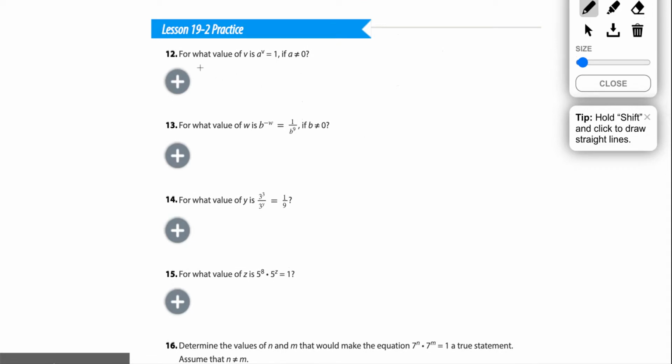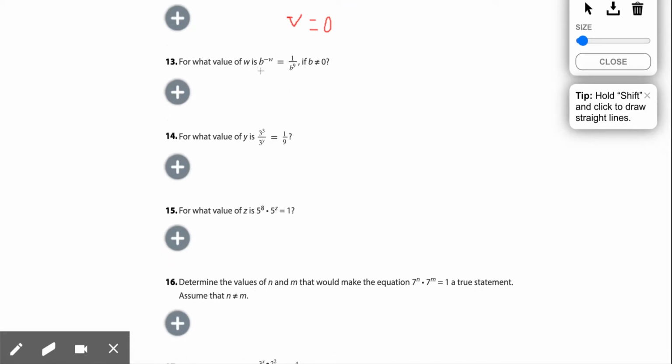Let's see, number 12. That's a different kind of question. What value of v makes a to the v equal to 1, as long as a is not 0? Well, the only thing that gives us 1 is to the 0 power, so v has to equal 0. That way, a to the 0 is equal to 1.